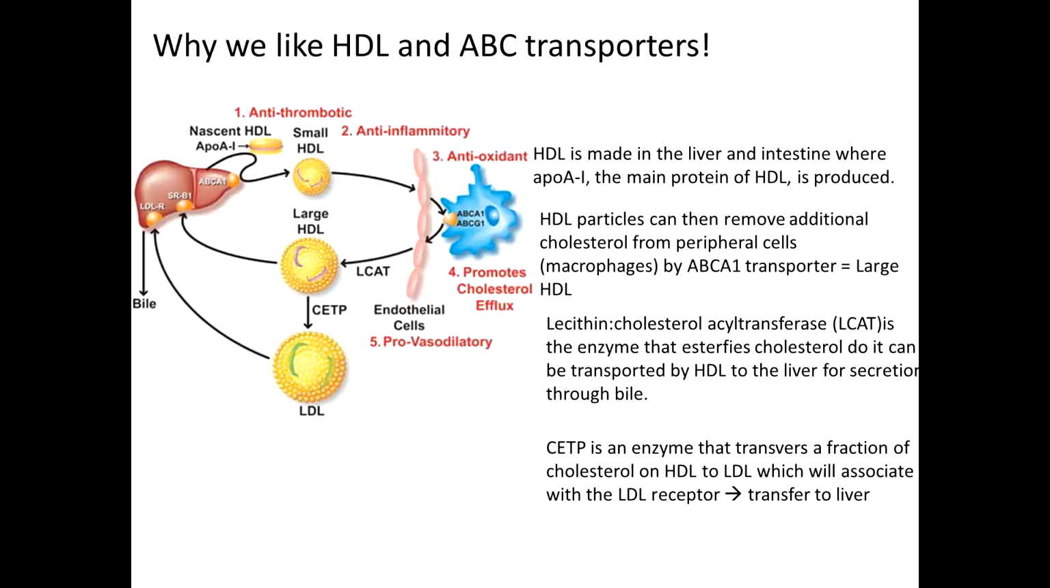Okay, so HDL particles actually can remove additional cholesterol from peripheral cells. So it's produced in the liver. Okay, it goes to a peripheral cell like the endothelium. And it plays a role in removing cholesterol. So this is very important, particularly if we have a lot of oxidized LDL. And it does this by the ABCA transporter and macrophages.